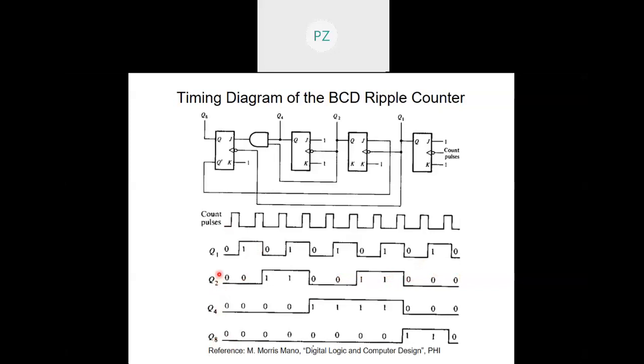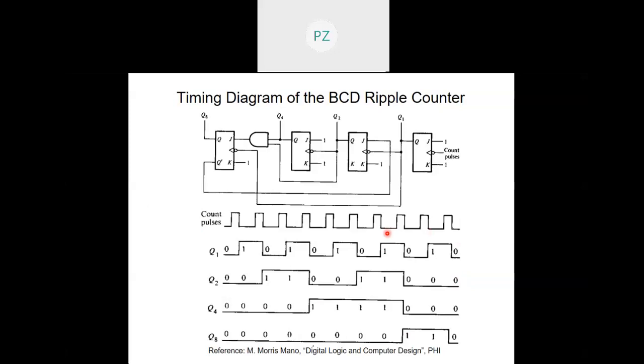Q8, Q4, Q2, Q1. This is 0, 0, 0, 0. This is 1, 2, 3, 4, 5, 6, 7, 8, 9, and then 0 again. So this is how a BCD ripple counter, or a decade counter, works.